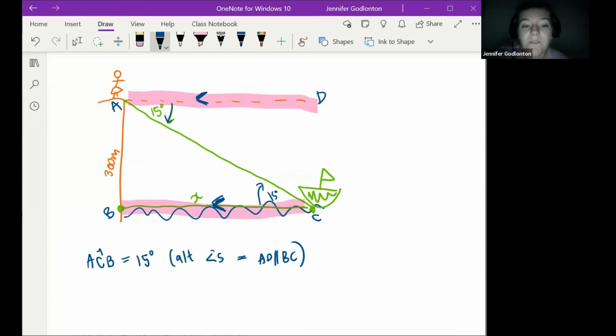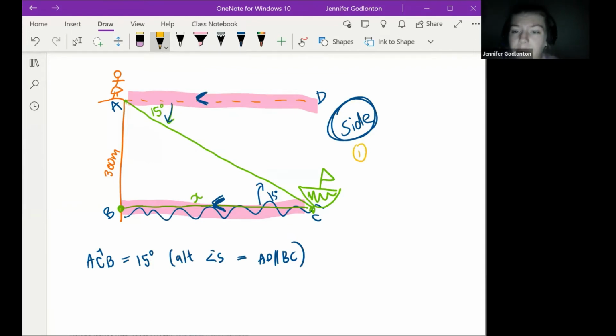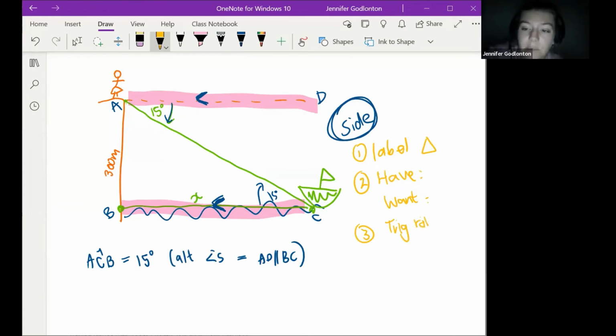Now we are looking for a side. We want to know what a side is. And so now we have to think about our rules that we learned in a lesson quite a while ago. The first thing, I'm going to write them here. The first thing we are going to do is we are going to label our triangle. The second thing we are going to do is we're going to say, what do we have? What do we want? The third thing we are going to do is we're going to choose our trig ratio based on what we have and what we want. Okay, so let's label this triangle.